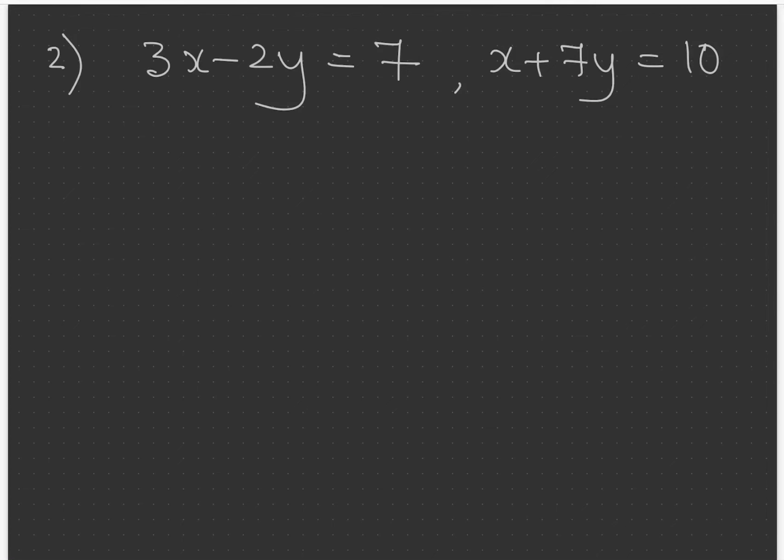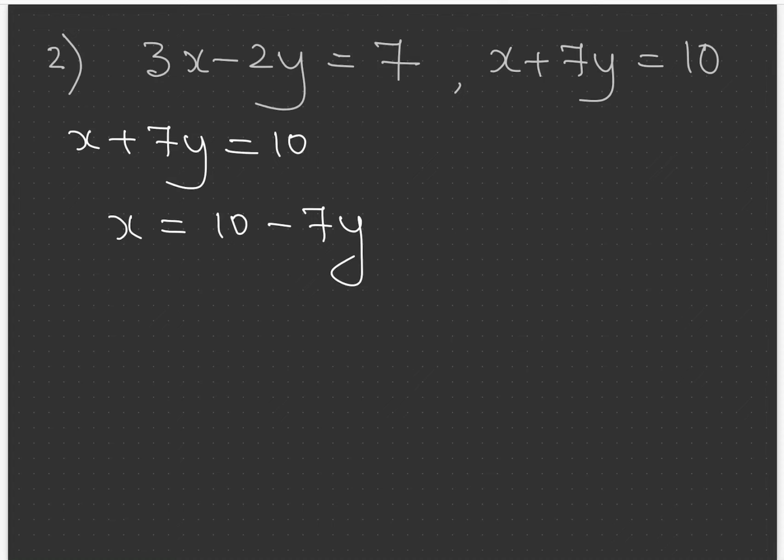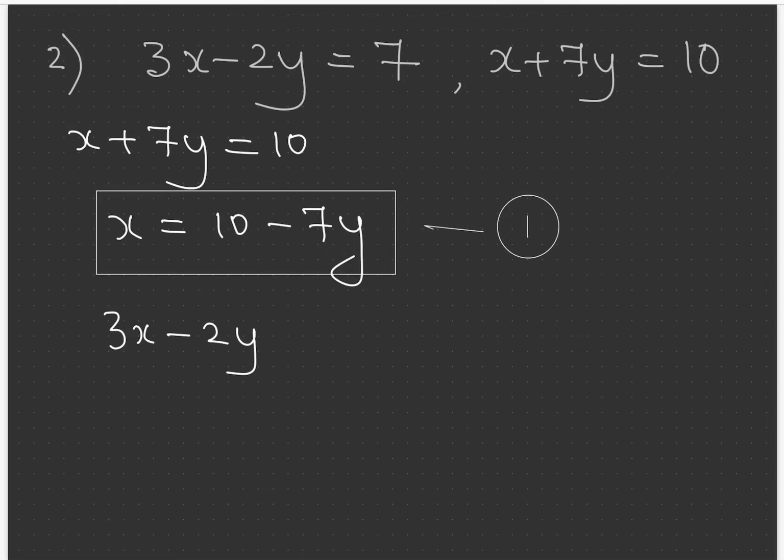So we write the second equation first. So the second equation is x plus 7y equals to 10. So I'll write x is equals to 10 minus 7y. X is equals to 10 minus 7y, right? This is my equation 1. Clear? Now I'll write the second equation. The second equation will be 3x minus 2y is equal to 7.